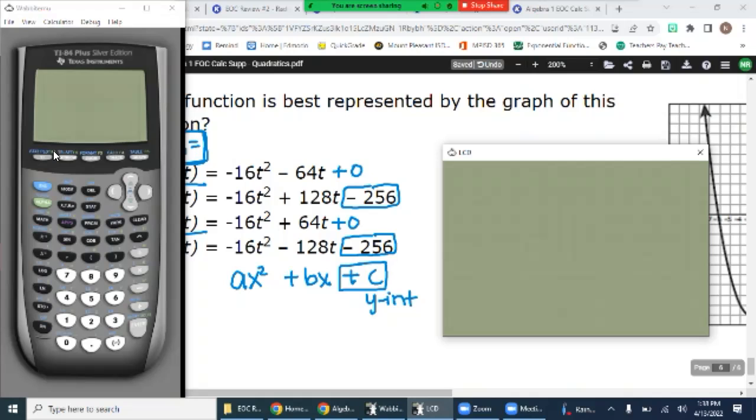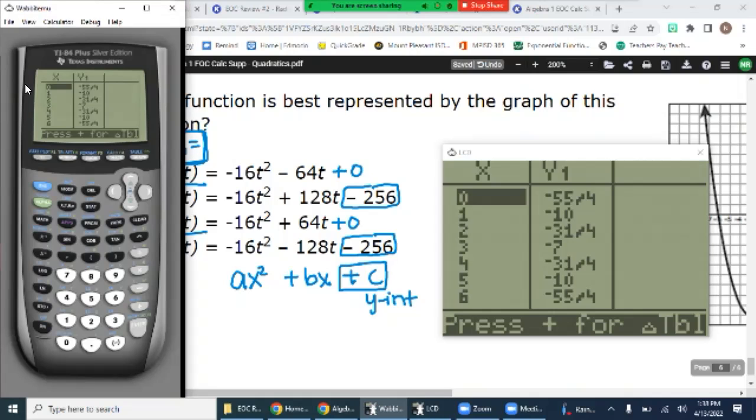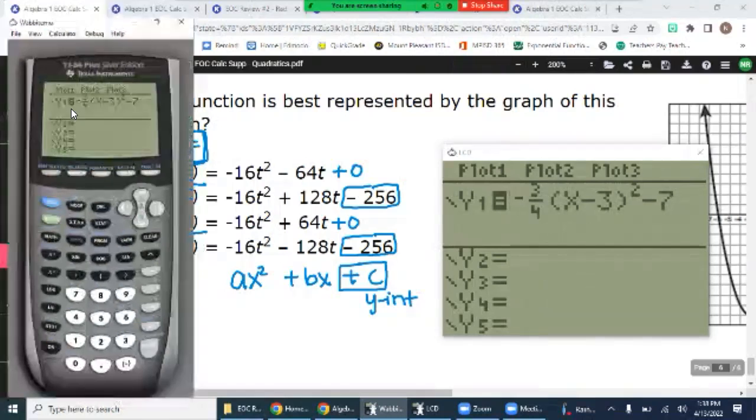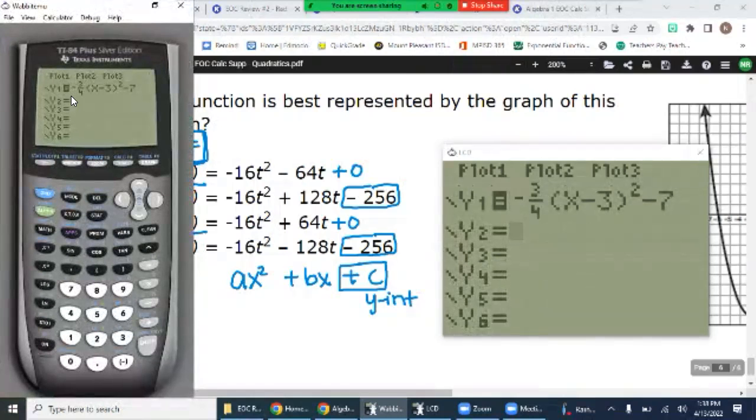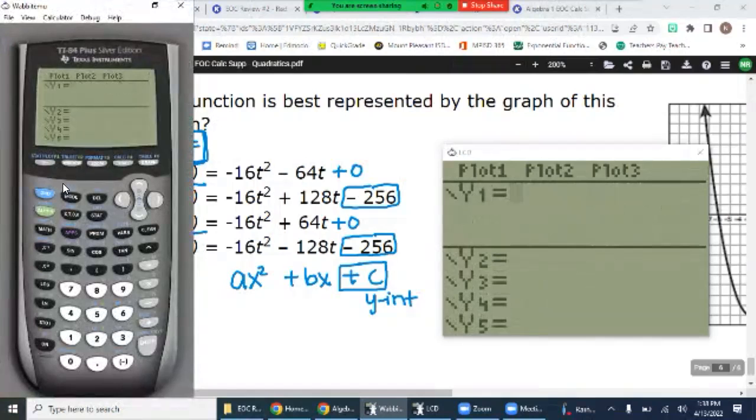So go to y equals, erase anything that you already have there. Negative 16 t squared minus 64 t. You don't have to type in that plus 0. That is something that I wrote in. All you have to do is type in what's printed. If you don't know that there's an invisible plus 0 there, don't worry about it.